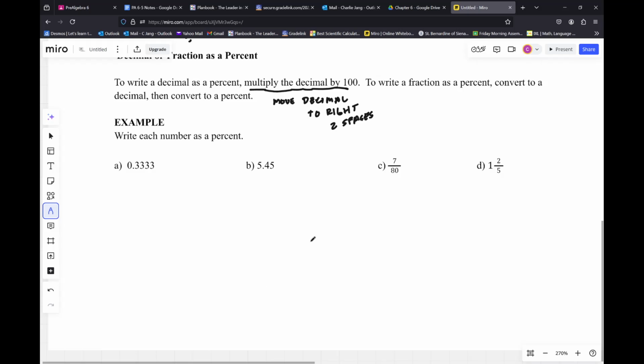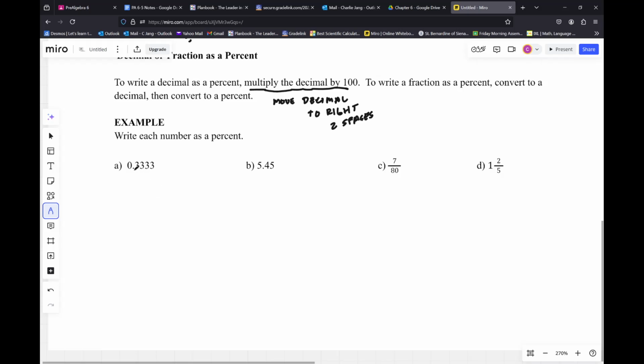Let's look at these. Write each number as a percent. So let's see. We have 0.3333. Remember, if you are moving from a decimal to a percent, you're going to multiply the decimal by 100, or you move the decimal to the right 2 spaces.